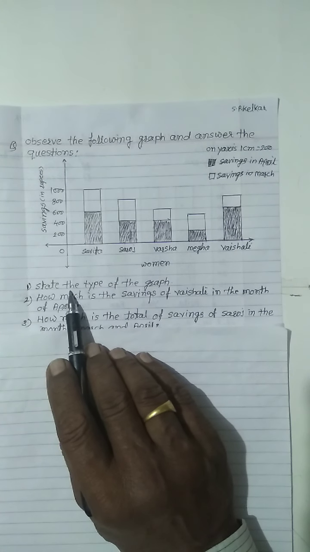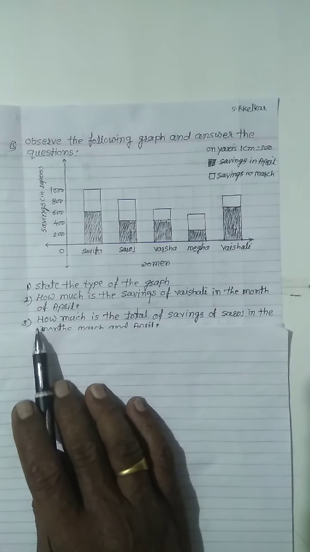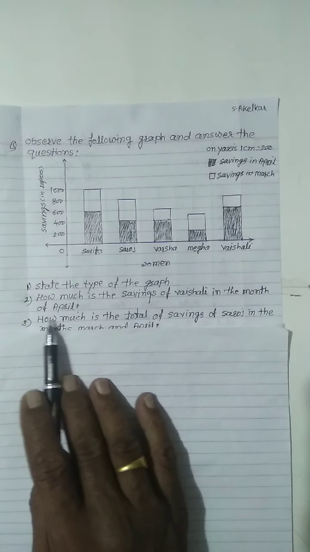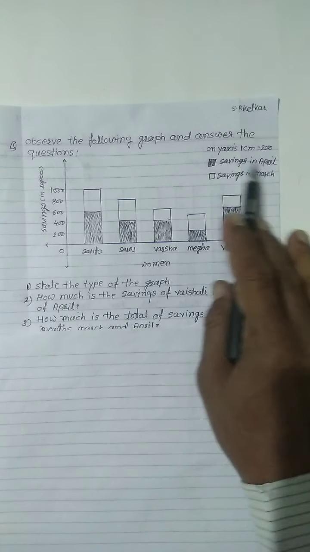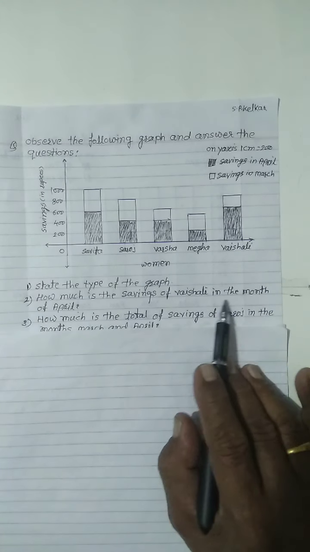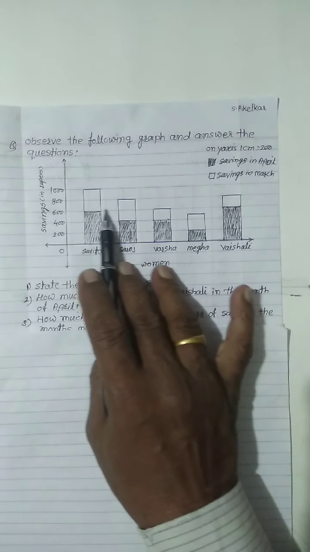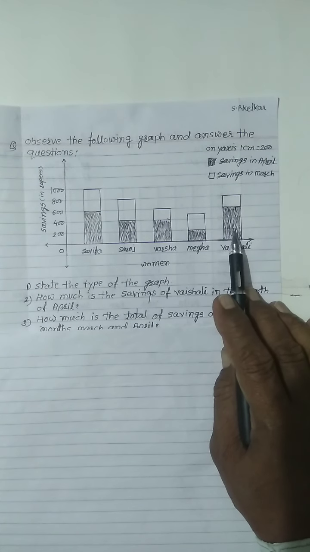That is called the subdivided bar diagram. Then how much is the saving of Vaishali in the month of April? See Vaishali in the month of April means the shaded portion. How much is the saving of Vaishali in the month of April? 600 rupees. Vaishali's saving in April is 600 rupees.